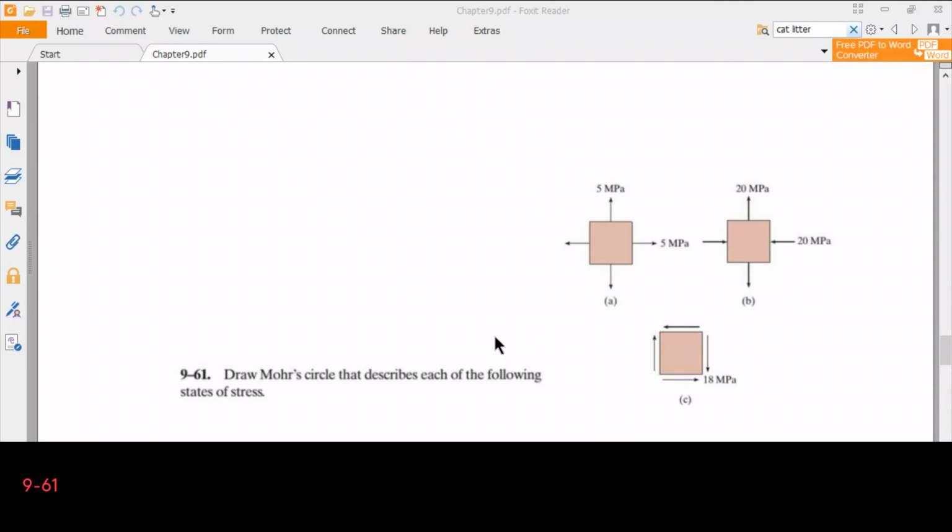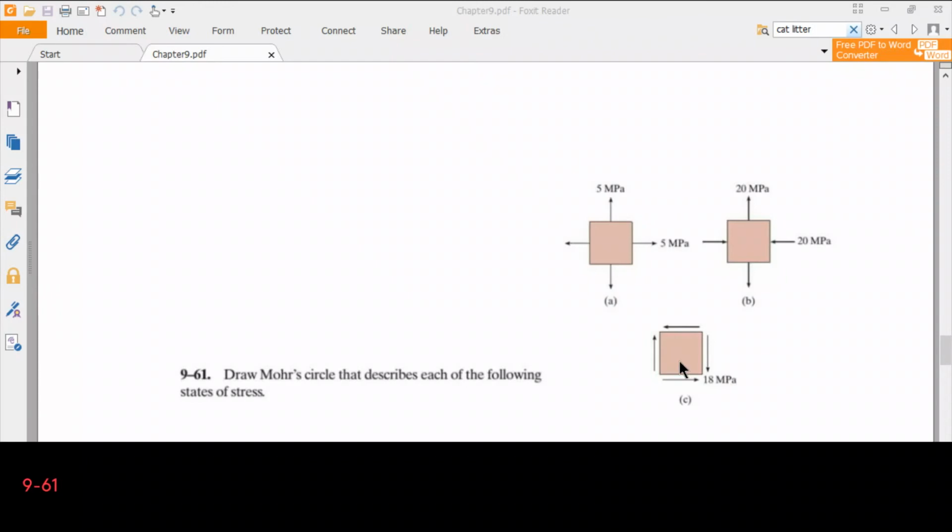Well, the question is asking for the Mohr circles for different states of stress, as is seen in the figure. So we have three states of stress. In the first one we have positive normal stresses, in the second one we have positive and negative normal stresses, and in the third one we have only shear stress.